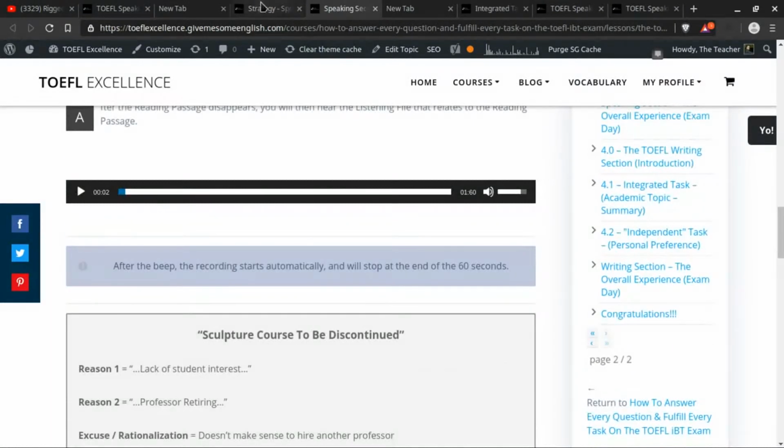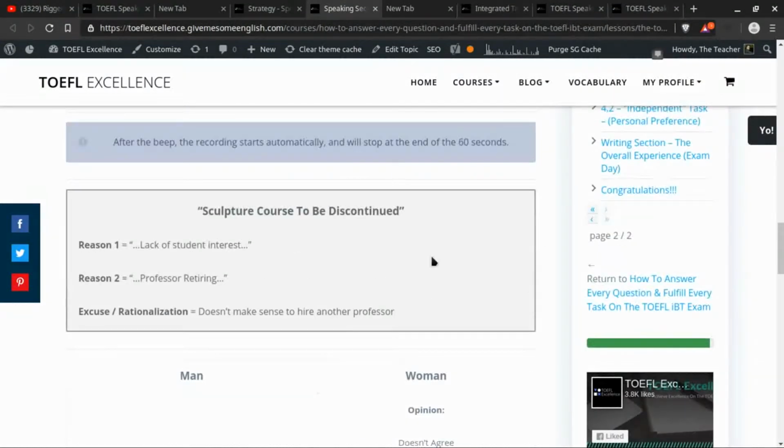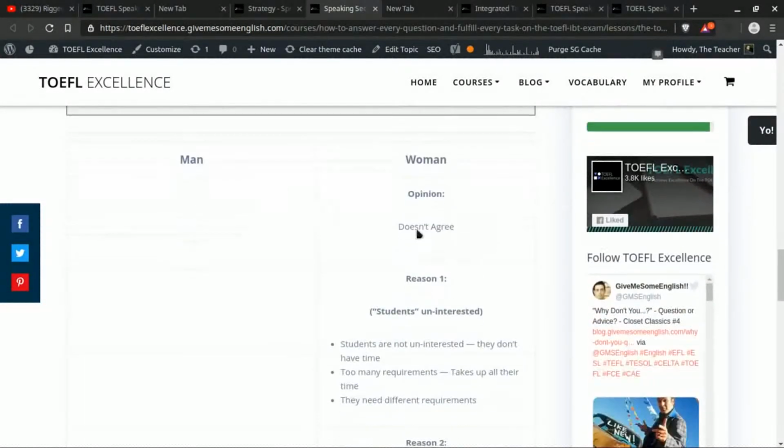actual reading section. So here, this is an example of the information that you might put onto your page, as I did right here. First of all, you write down what the problem or the change is, and a brief description, just a few words to say what the reasons are, and then you might choose to put man and woman on your page and split it down the center.